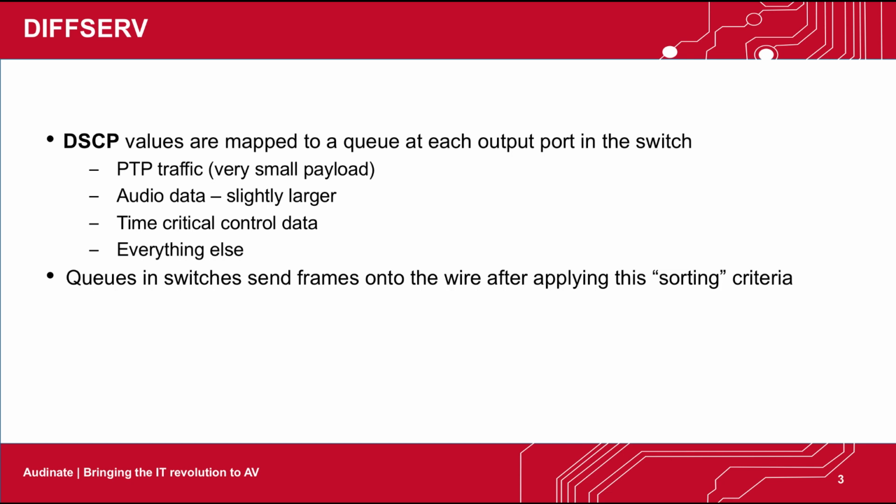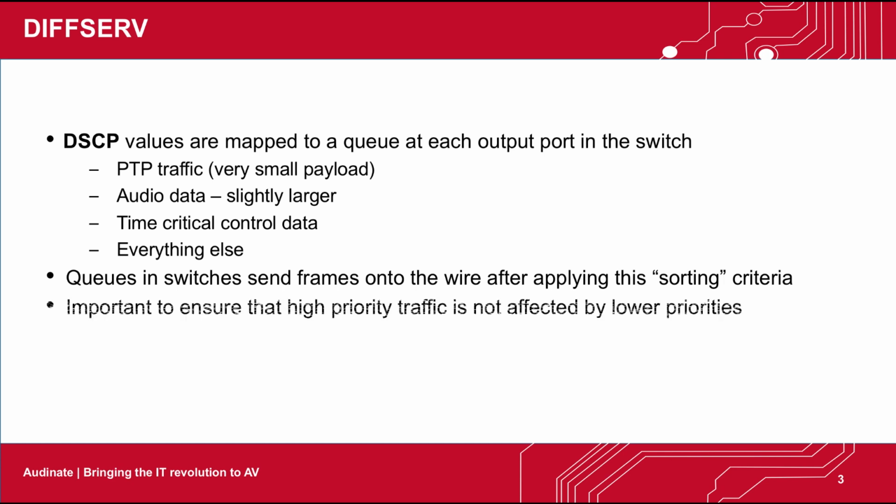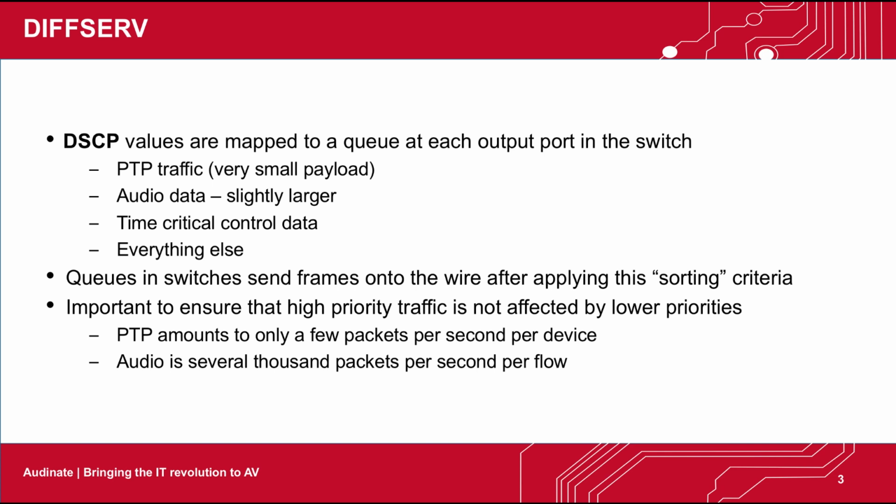Now, don't forget that this is per switch, so all switches should have the same configuration if you want consistent behavior. It's very important to ensure that high priority traffic is not affected by lower priorities. PTP amounts to only a few packets per second per device. Audio is several thousand packets per second per flow.